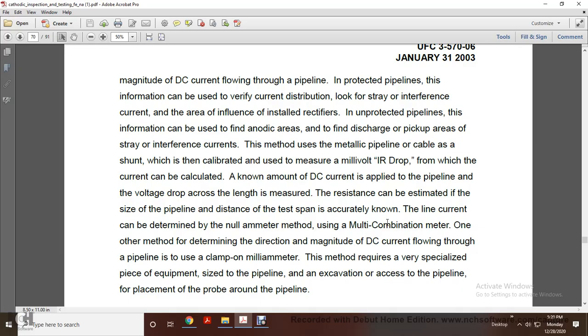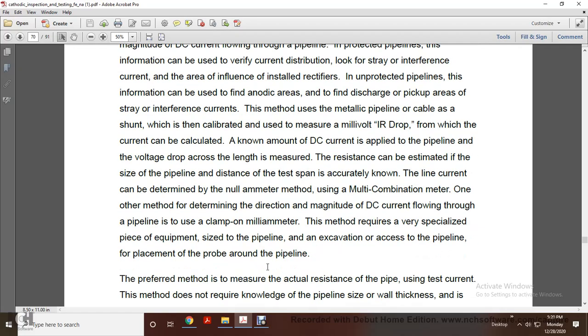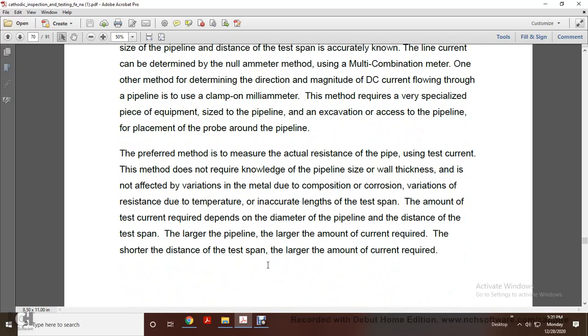The line current is known and can be determined with the null meter. Ammeter method, multi-combination meter, are methods to determine the direction and magnitude of the DC current flowing through the pipeline clamp. The milliammeter method requires a very specialized piece of equipment sized to the pipeline, excavating access of the pipeline, and the placement of the probe around the pipeline.